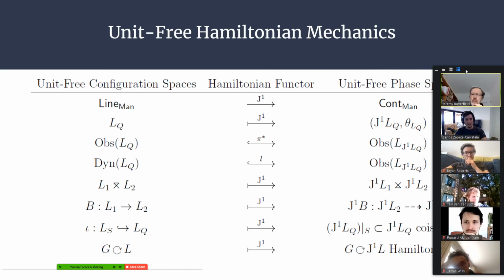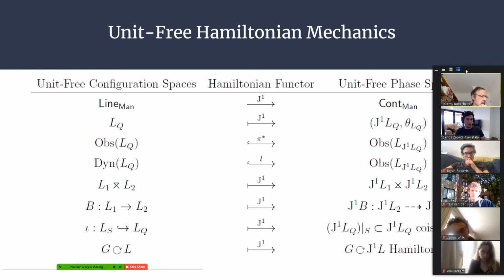So again, you can see the constructions on the left-hand side are the typical analogs of smooth manifolds. You have line bundles, you have observables, you have dynamics, you have products, you have morphisms, you have SAP objects, and you have group actions. And then they get sent to exactly the same sort of structures within the canonical contact manifold on J1L. Right. I mean, it's quite a bit of work to make sure that everything works out.